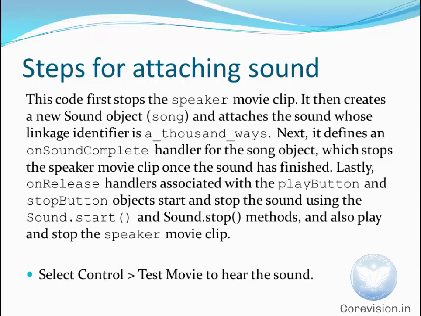First of all, this code stops the speaker movie clip. Then it creates a new Sound object and attaches the sound whose linkage identifier is 1000 ways. Next, it defines an onSoundComplete handler for the song object, which stops the speaker movie clip once the sound has finished. Lastly, the onRelease handlers associated with the play button and stop button objects start and stop the sound using the Sound.start and Sound.stop methods, and also play and stop the speaker movie clip.